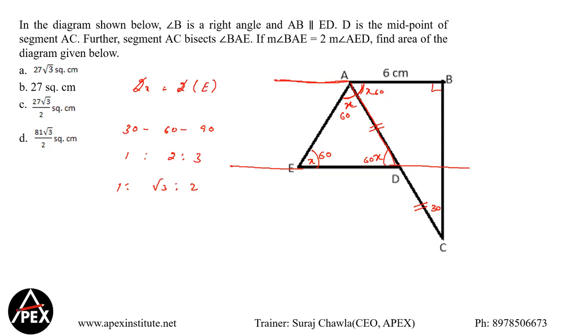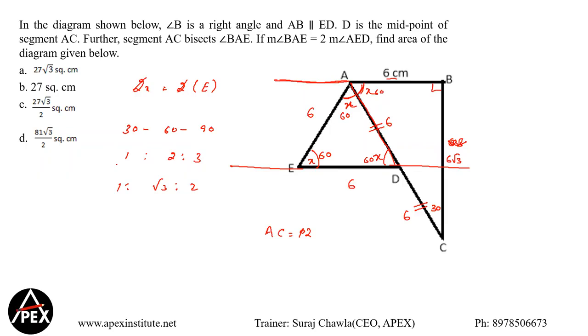Clear? So opposite to 30 is 6, right? Which means opposite to 60 would be how much, guys? 6 root 3. Clear? I'm sorry, this is 6 root 3. Okay, then AC will be 12. I repeat, AC is equal to 12. If AC is equal to 12, then this part is equal to 6 and this part is equal to 6. If this is equal to 6, this is an equilateral triangle. So this part is also equal to 6, 6.